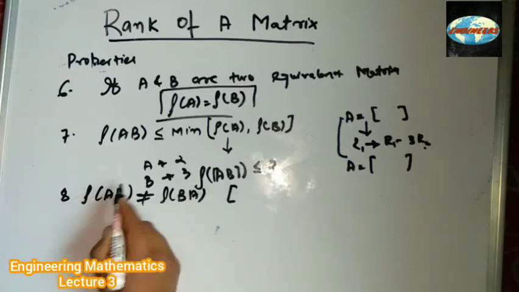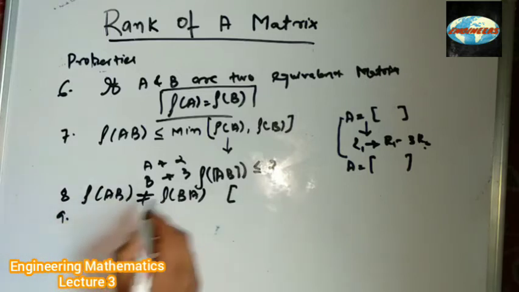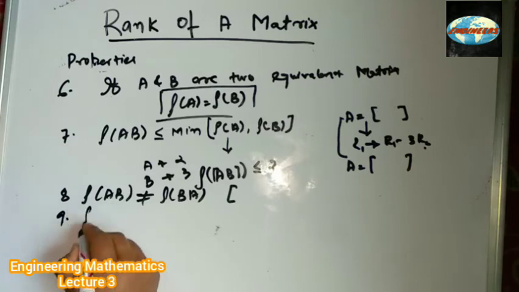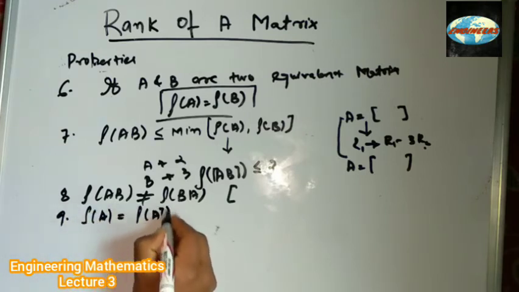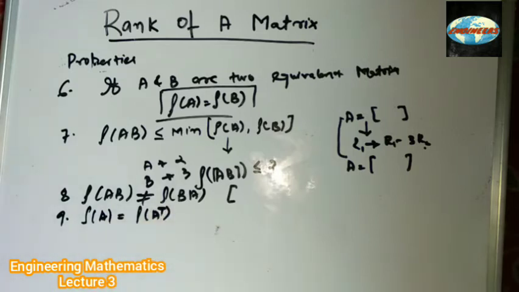And one more property, the ninth, which is actually important, is rank of A is equal to rank of A transpose. That means rank doesn't change by taking the transpose of a matrix. Okay, these were some basic properties of rank.